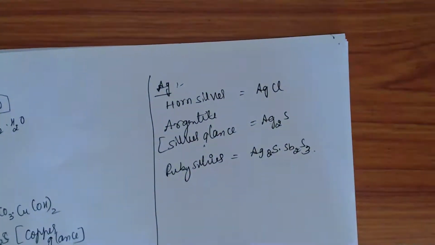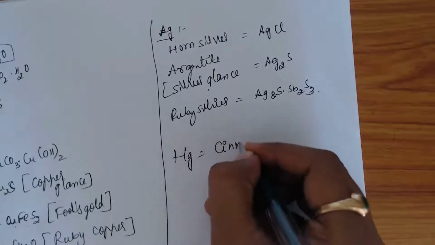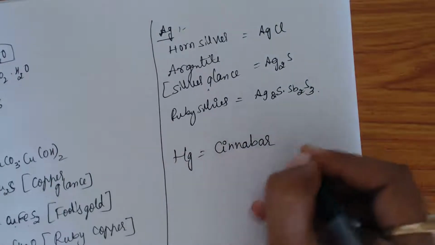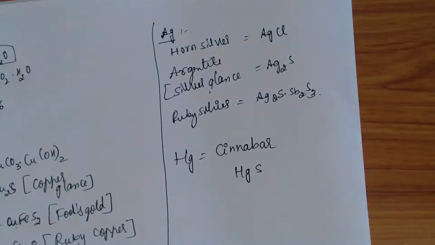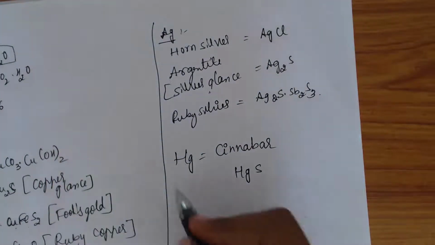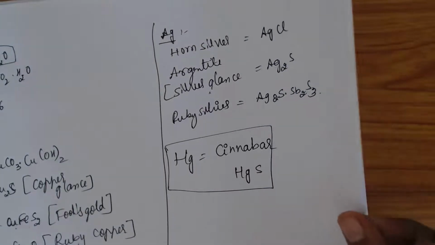So the important ore of mercury, only one ore is there, that is cinnabar, it is HgS. Understood? Only one ore is there, that is cinnabar. The formula is HgS.